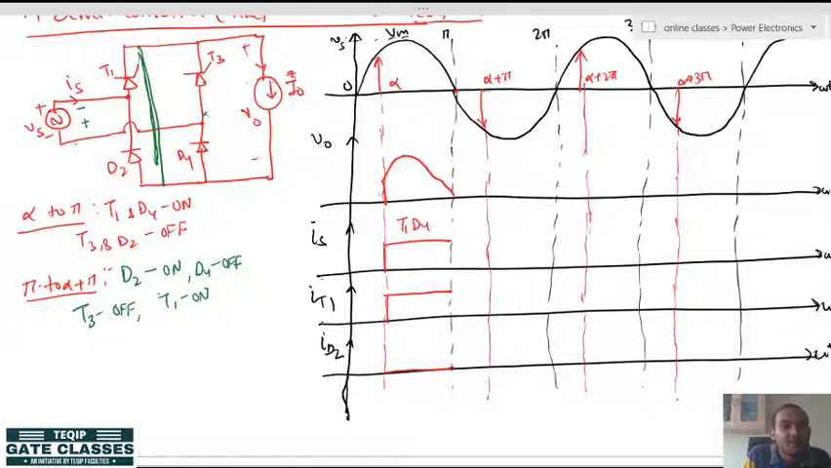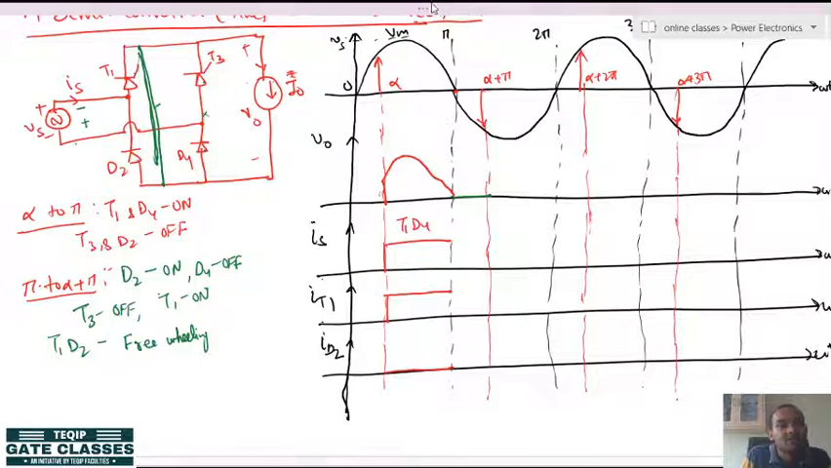T1 and D2 will be acting like a freewheeling case. You can see that when these two are turned on, this leg will be short circuited and this leg is open circuit. So, you can remove this leg. This is short circuit, similar to the freewheeling diode effect. It means that the output voltage will become 0.